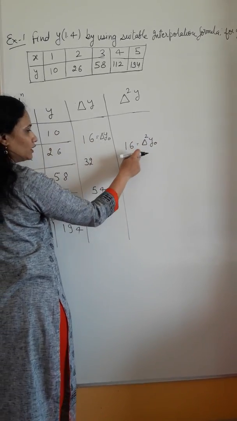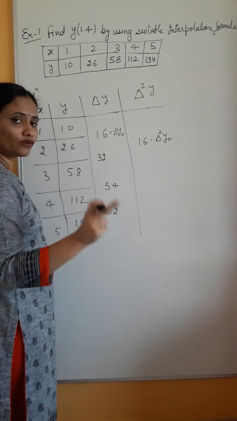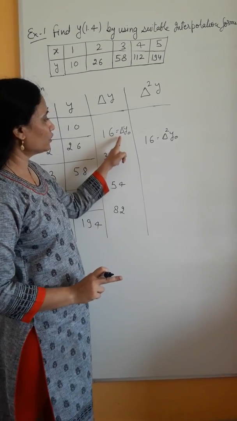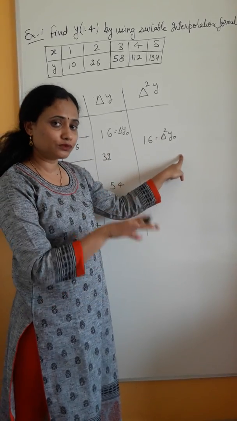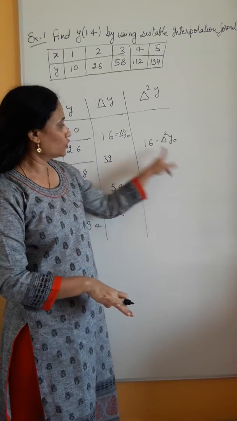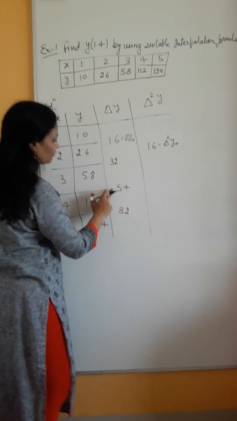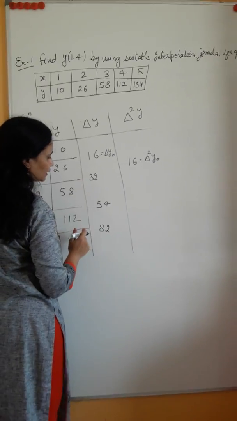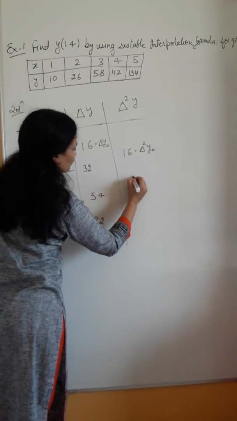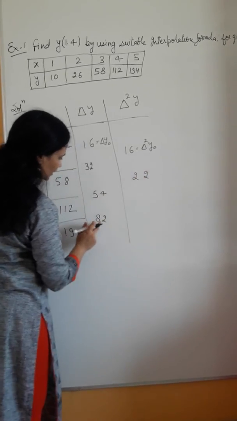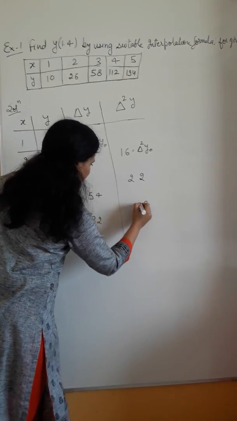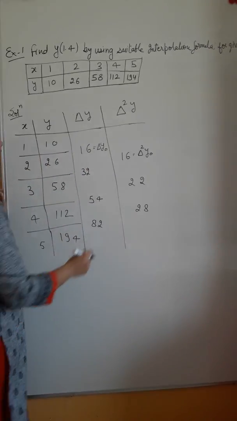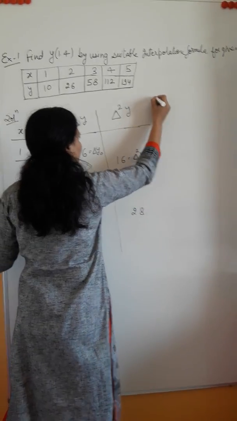Why am I writing only the first values? Since for a forward difference table, we have to take the leading forward differences. So just keep writing here, so while substituting, you will not get confused. Only first I am writing for the convenience. 54 minus 32 will be 22. 82 minus 54 is 28, right? Then third difference.